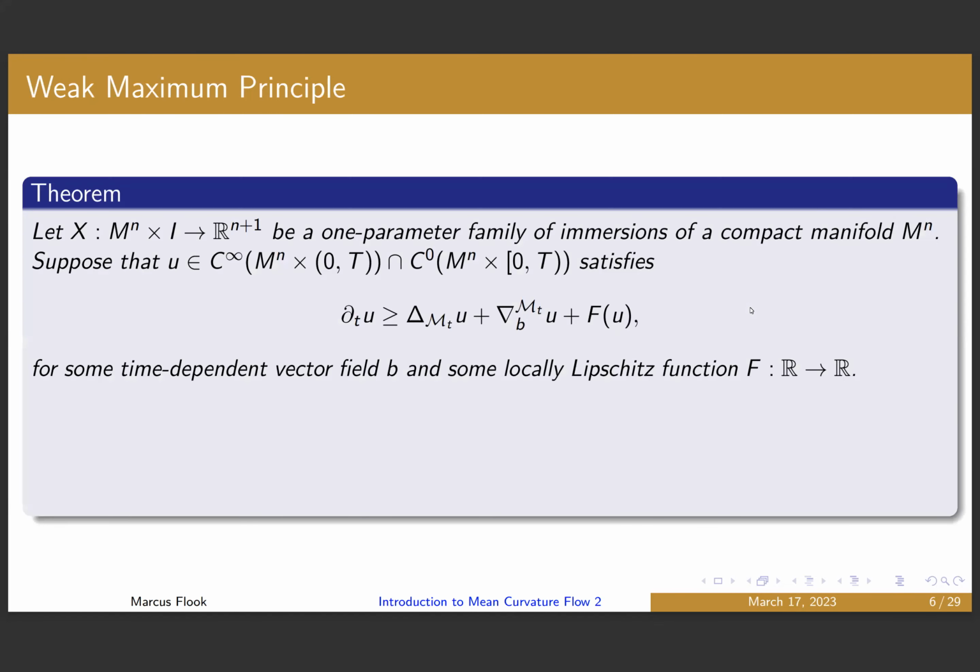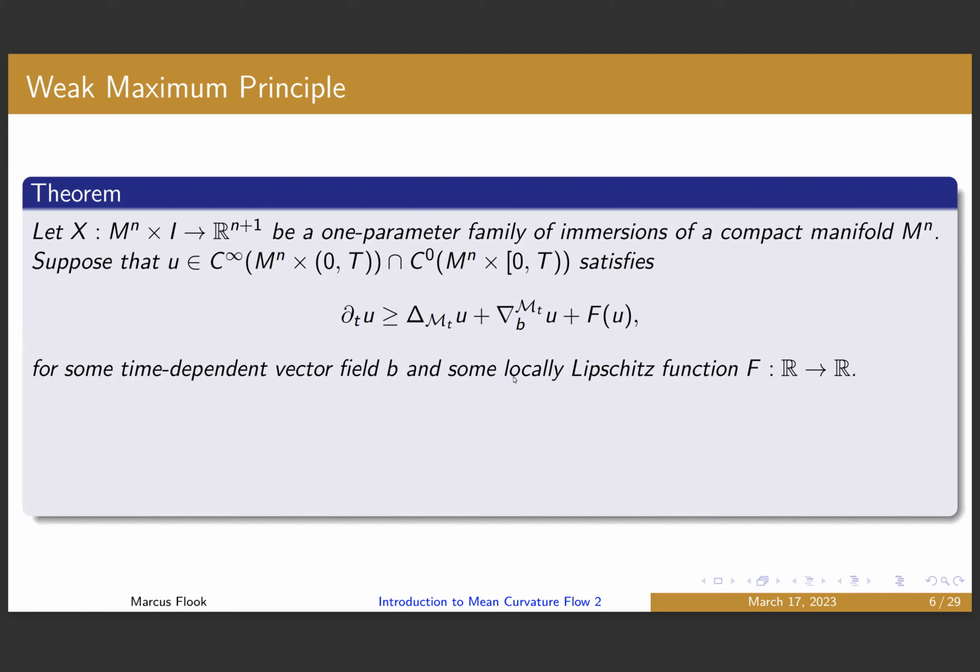Okay, so first of all, what do I mean by maximum principle? Technically, you'll more commonly see this referred to as a minimum principle, but more broadly, this is a class of results called maximum principles. So suppose we have a one-parameter family of immersions of a compact manifold. Suppose that we have a sufficiently smooth function on the manifold and the open time interval, with continuity at the closure of that at the initial time.